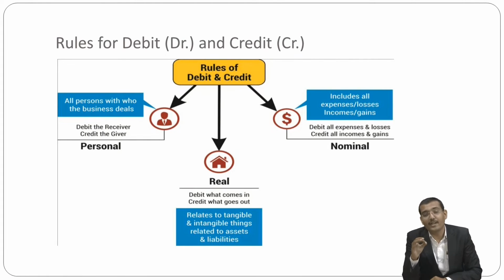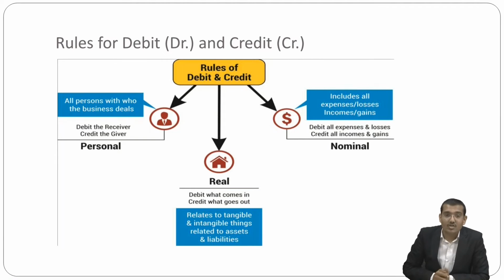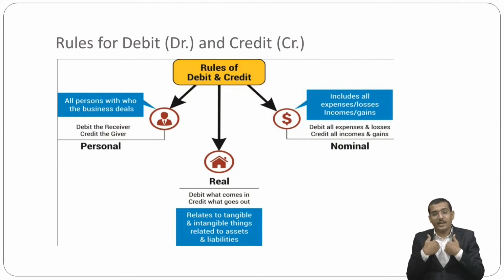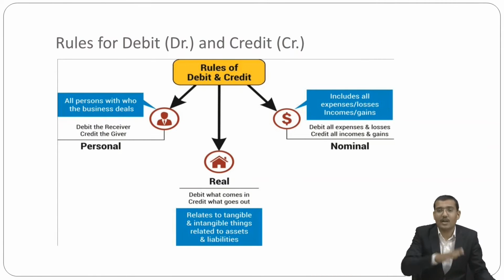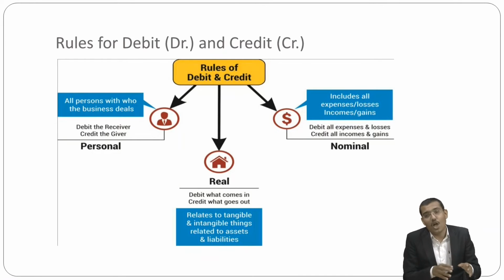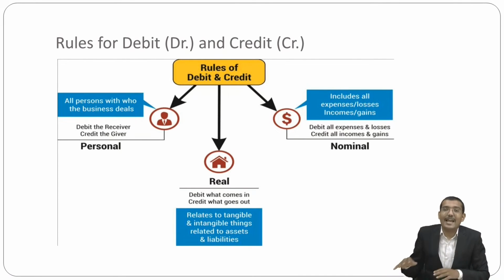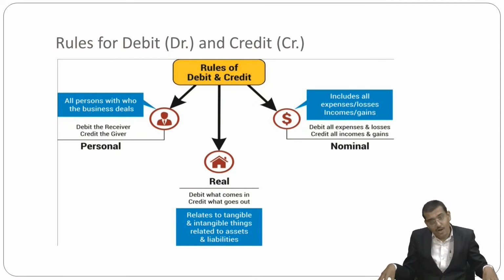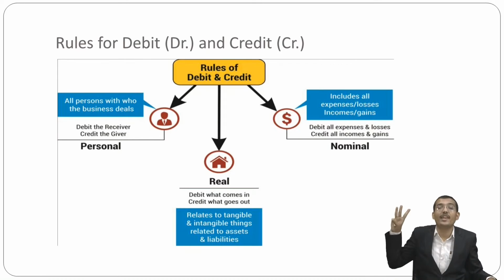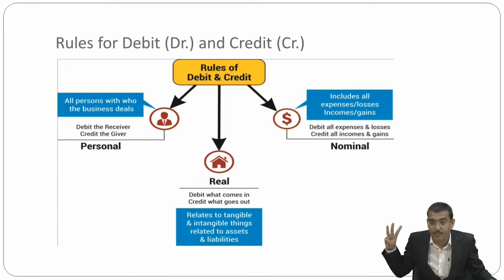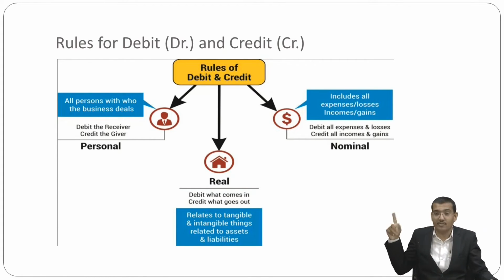Then we talk about the real account. What is the real account related to, my dear friend? Tangible and intangible things related to the assets and liability. So debit what comes in, credit what goes out. So this is the golden rule of the real account. Then in a nominal account, my dear friend, nominal account includes what? Income, expenses, losses and gains. So debit all expenses and losses, and credit what, my dear friend? All income and gains. So these three are the golden rules of the account, my dear friends. Which three accounts? Personal, real and nominal.